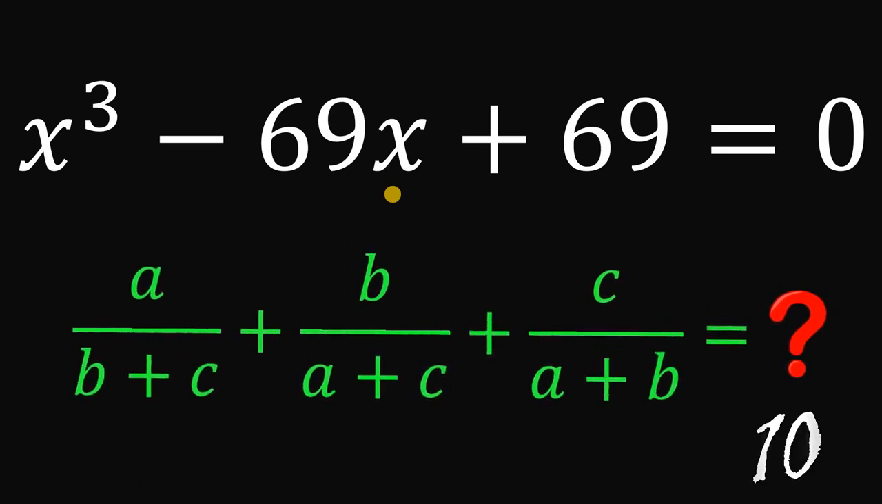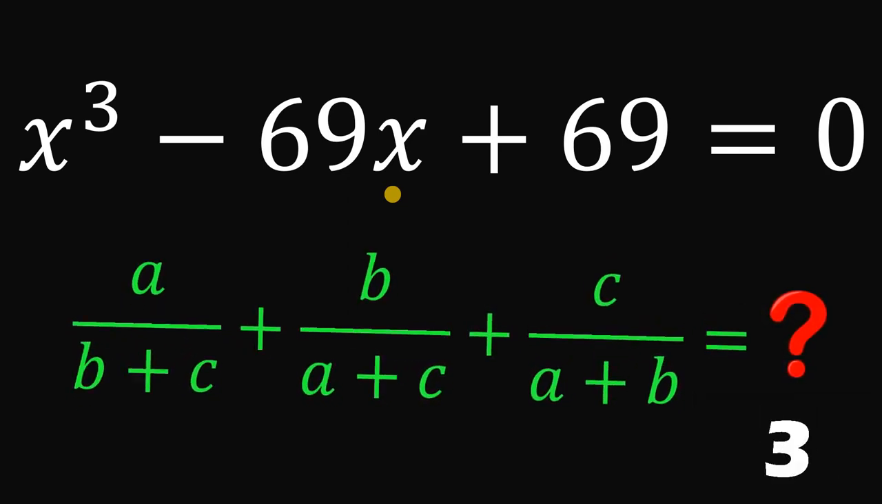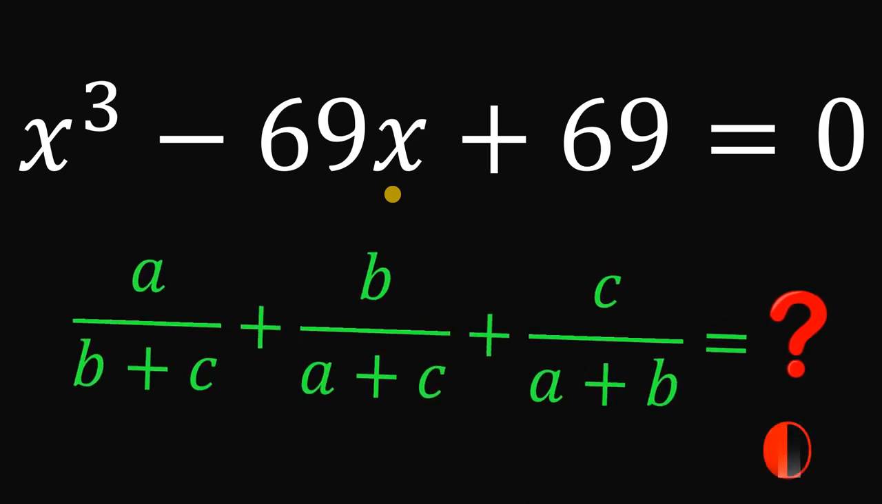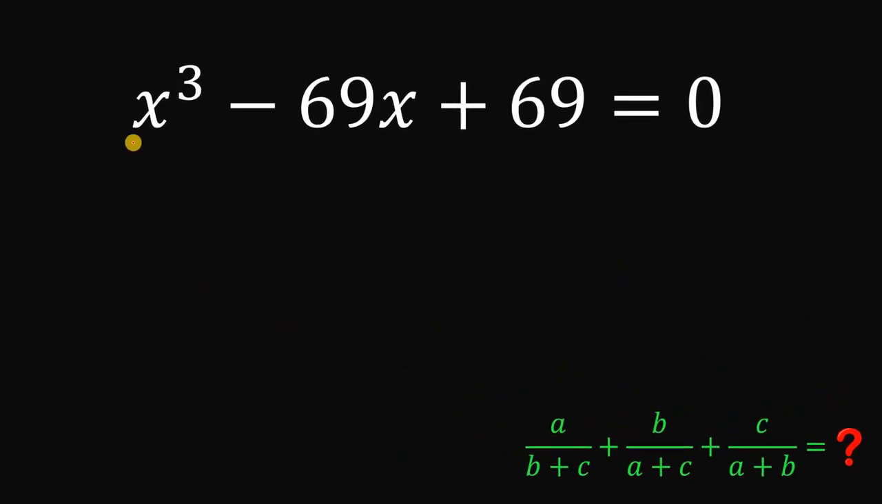Now you can pause this video if you want to give this problem a try. And now, let's answer this question together. Alright, so given this cubic equation, we have x cubed minus 69x plus 69 equals 0, and also given its roots a, b, and c, our goal is to solve for the value of a over b plus c plus b over a plus c plus c over a plus b.